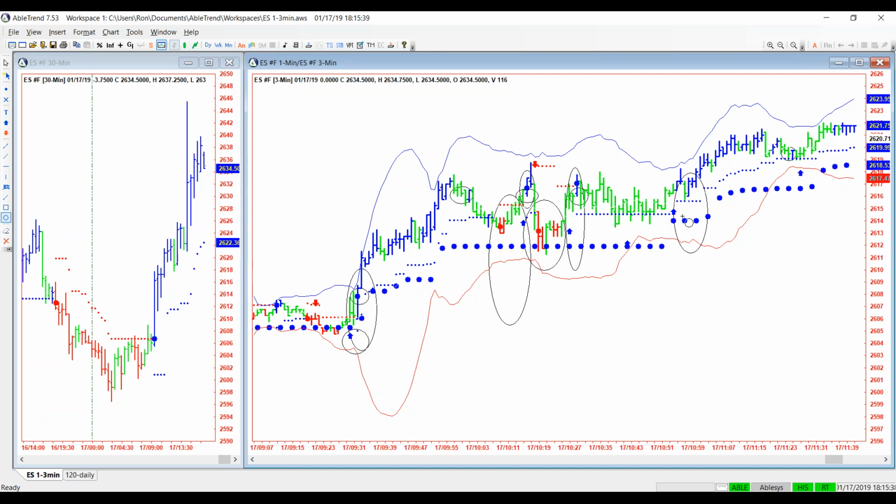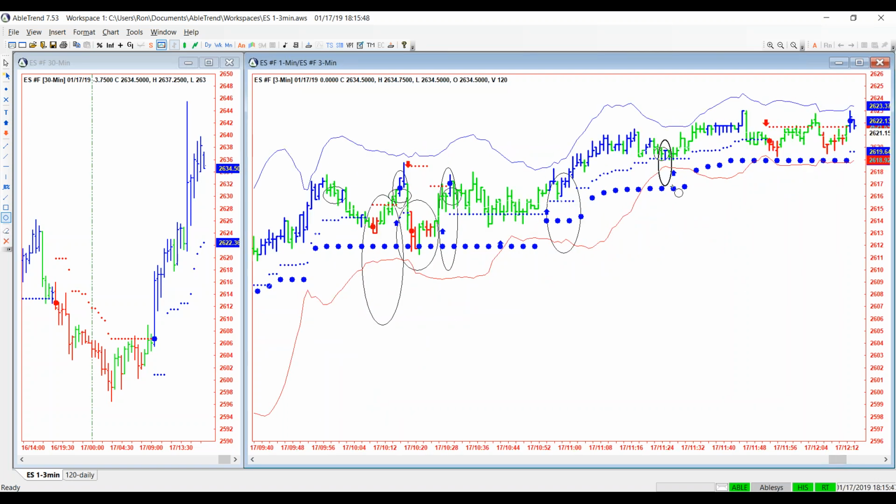Blue bar, blue small dot, blue big dot. Throw in the big arrow also, just as an extra indicator. And there's your third green bar exit. And then you can get right back in again right there. 3 green bars is a break even.